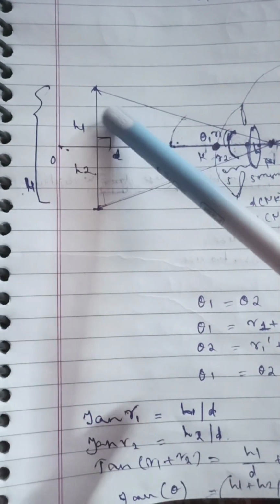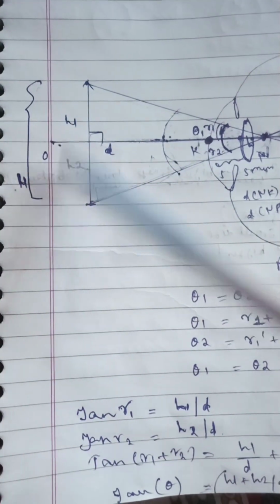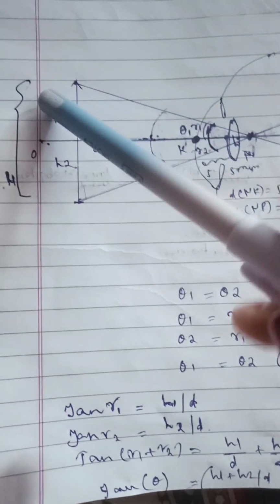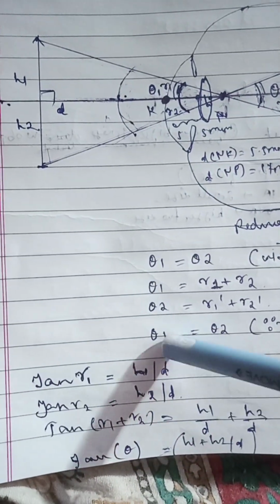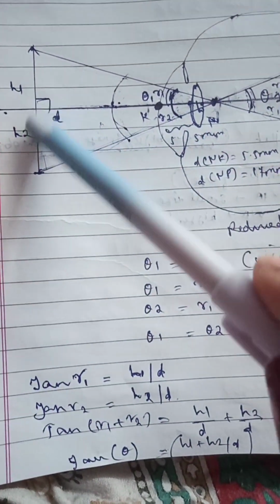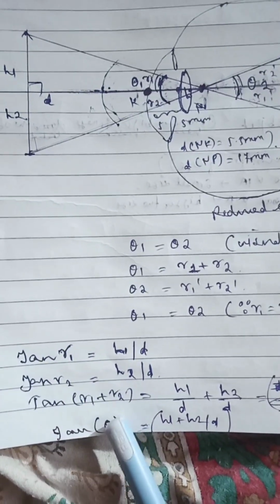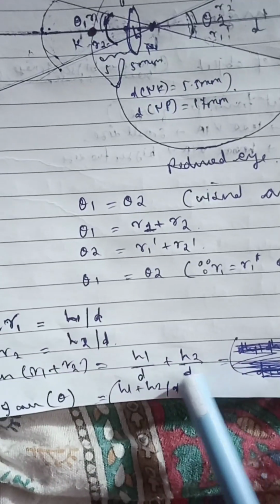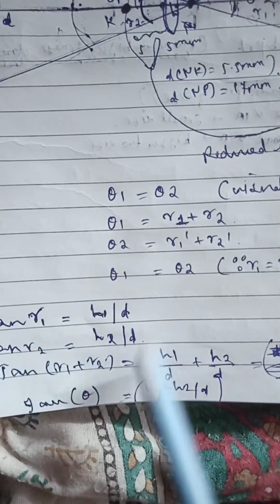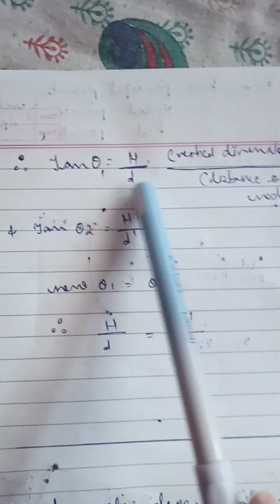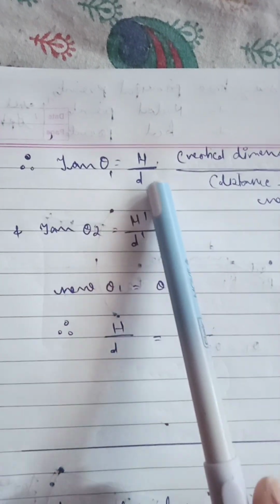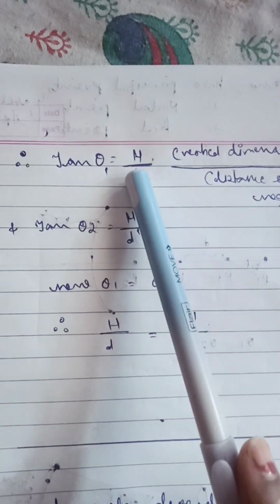h1 is this, h2 is this portion of an object, and this is the entire height, and the entire object falls in the depth of focus. Now tan r1 is equal to h1 upon d, tan r2 is equal to h2 upon d. Now tan of (r1 plus r2) is tan theta, which is (h1 plus h2) upon d. This equation comes like this. Now this h1 plus h2 is nothing but the height of the object. So tan theta becomes the height of the object upon the distance of the object from the nodal point of the eye, and tan theta 1 is equal to h upon d.